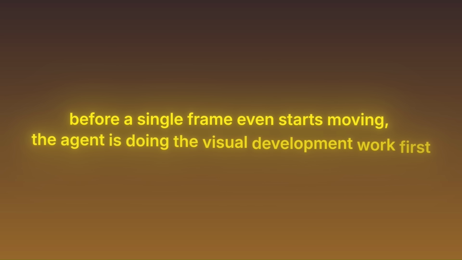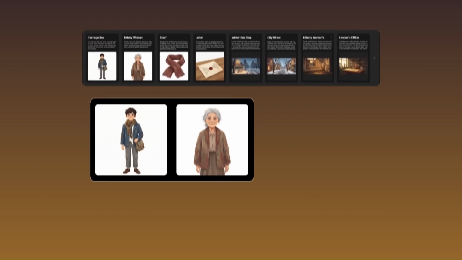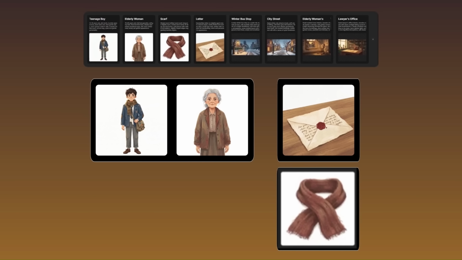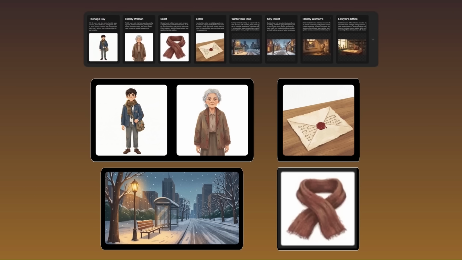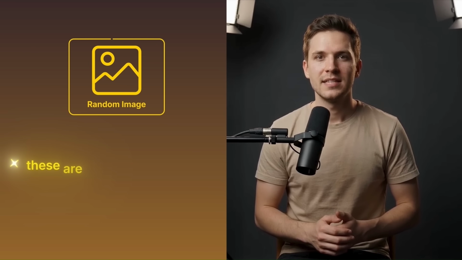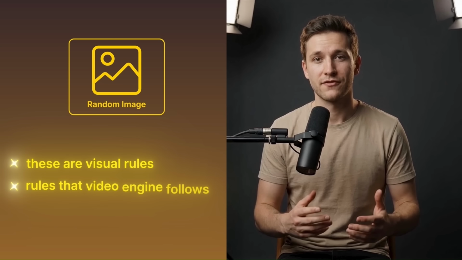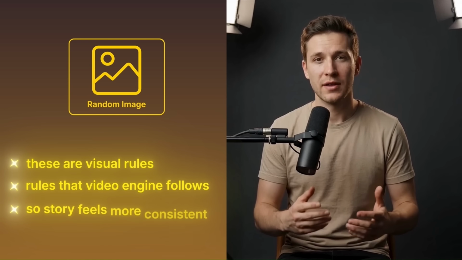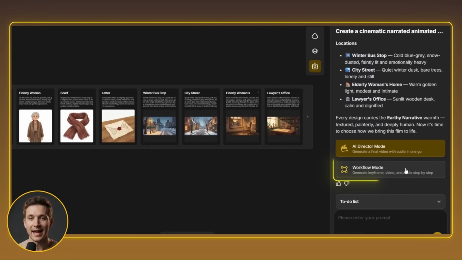And the best way to think about this stage is like this. Before a single frame even starts moving, the agent is doing the visual development work first. It creates what is basically a manifest of static reference images. So you get your character designs, your important assets, and your environments all laid out before the animation starts. And these are not just random images. These become the visual rules the video engine follows later, so the whole story feels more consistent. Next, Anijam gives you 2 ways to move forward.